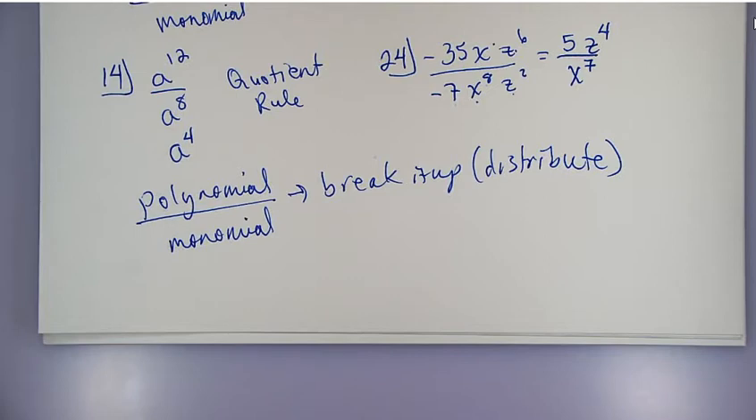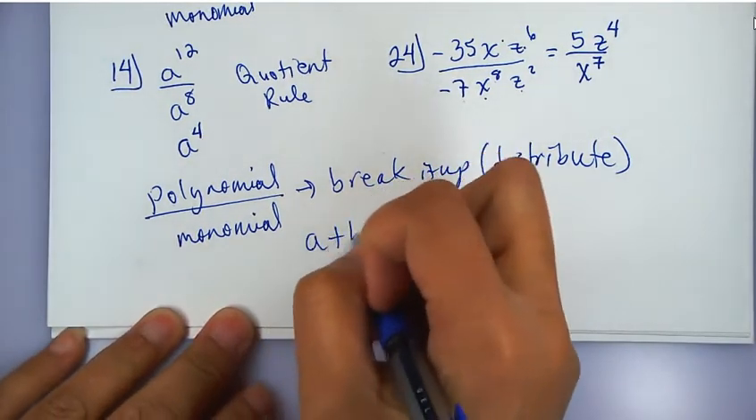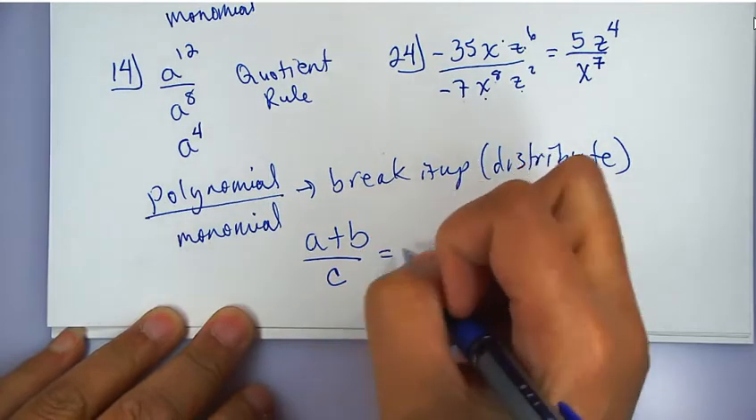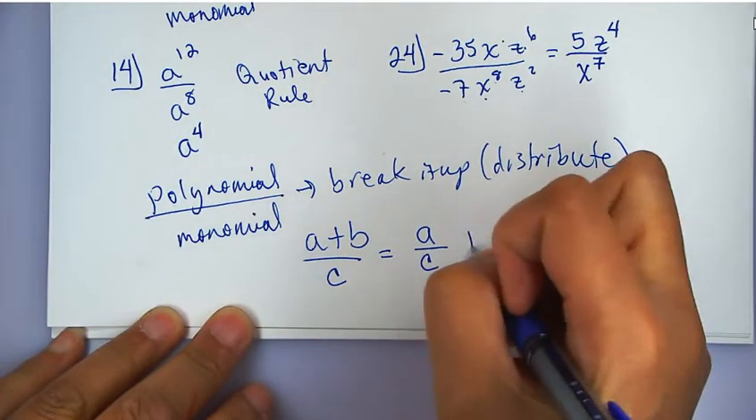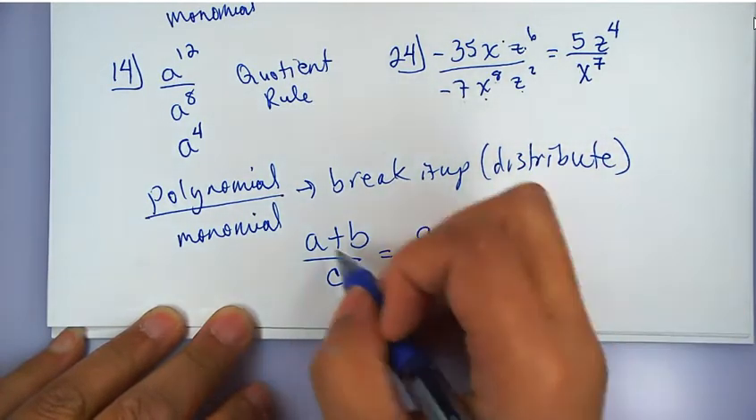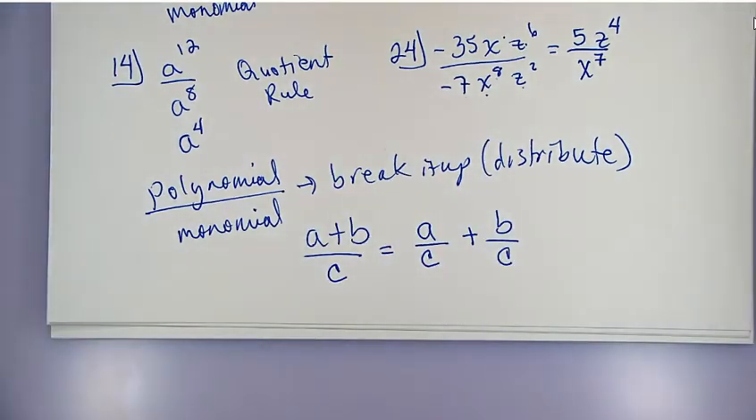All right. With that being said, let's keep going. So polynomial divided by monomial. You're going to break it up and distribute. So what are we doing? A plus B divided by C is going to be the same as A over C plus B over C. Notice that each term in the numerator is divided by that divisor. So each term in the numerator is divided by the denominator. So we have to break that up.